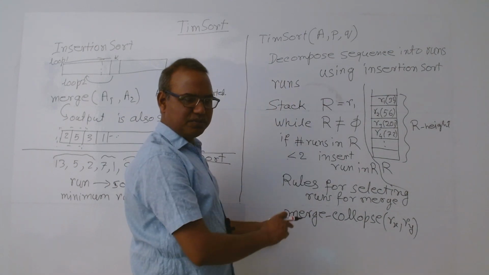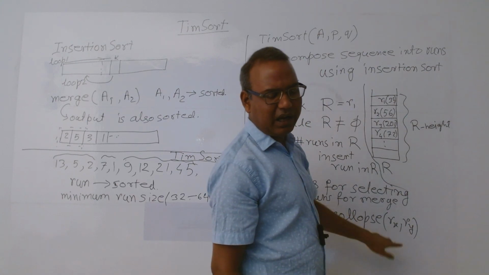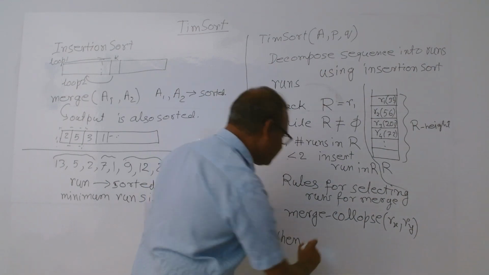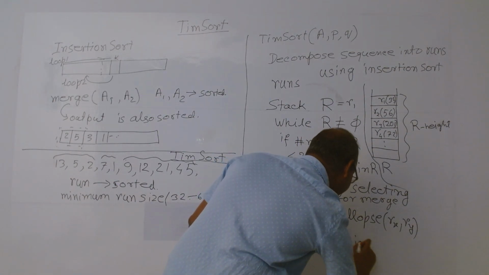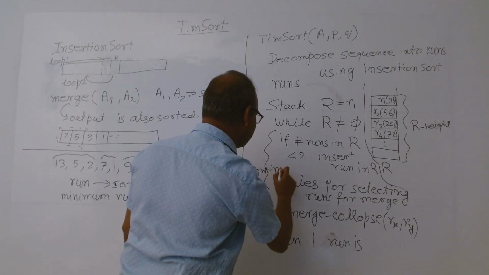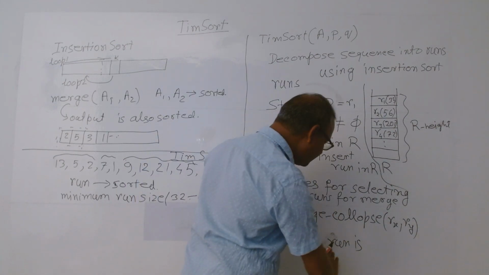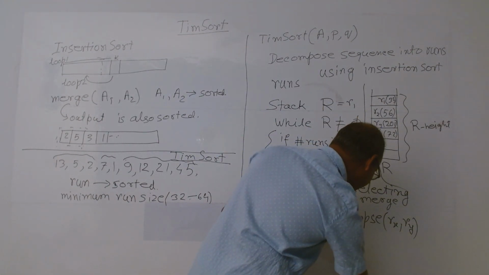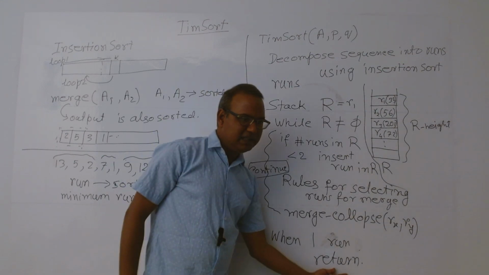Now these things will be continued until all the runs are merged. So this is a loop, and it will continue. When this loop is over, when there is one run, then return. So this is the final sorted output.